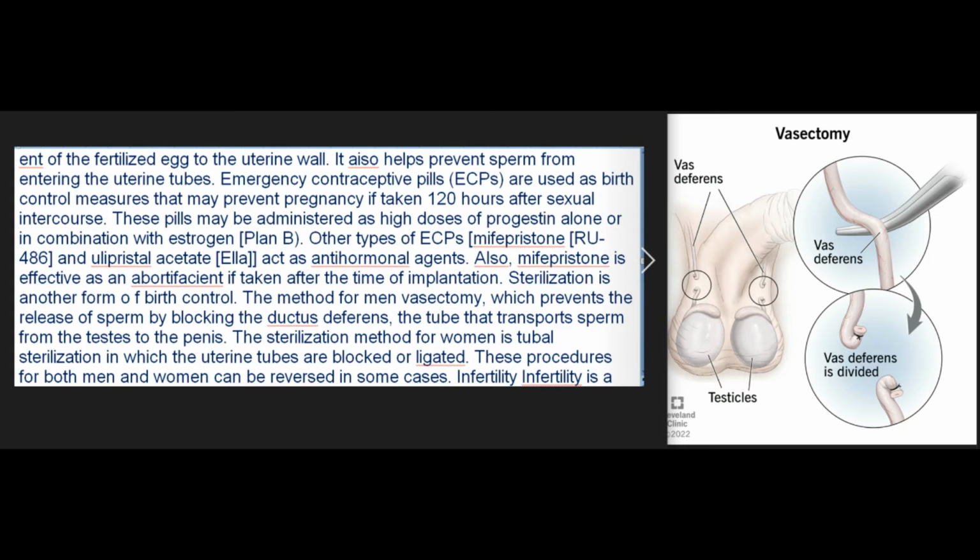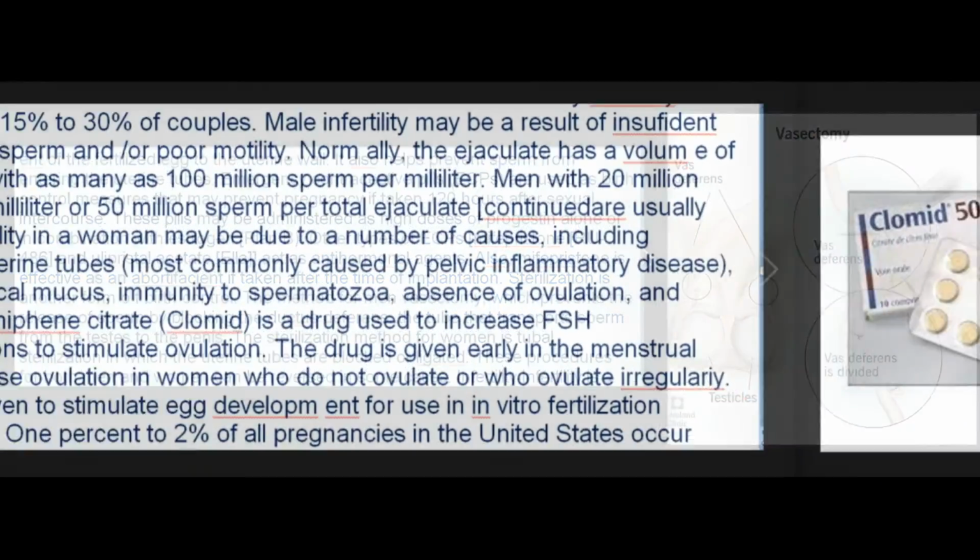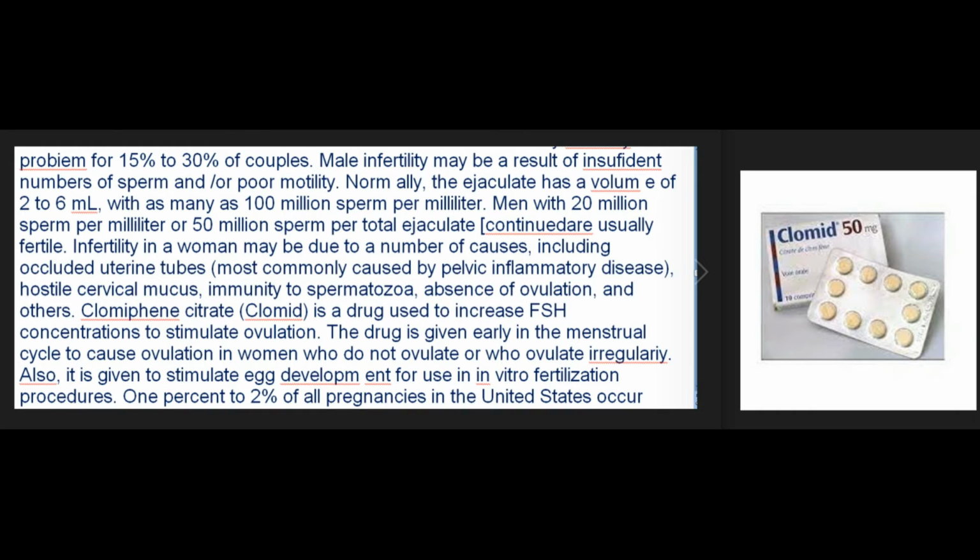The sterilization method for women is tubal sterilization, in which the uterine tubes are blocked or ligated. These procedures for both men and women can be reversed in some cases. Infertility is a problem for 15% to 30% of couples. Male infertility may be a result of insufficient numbers of sperm and/or poor motility.